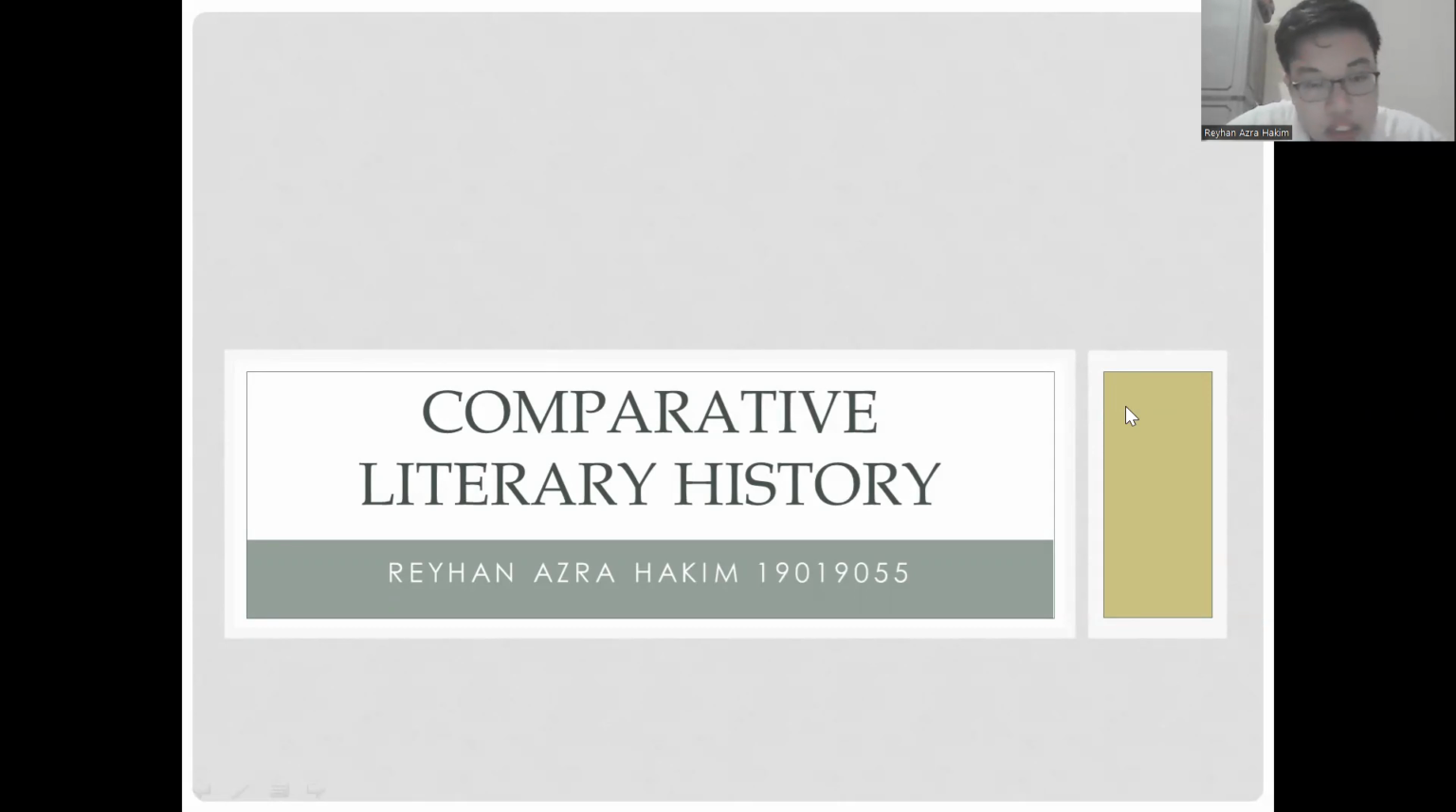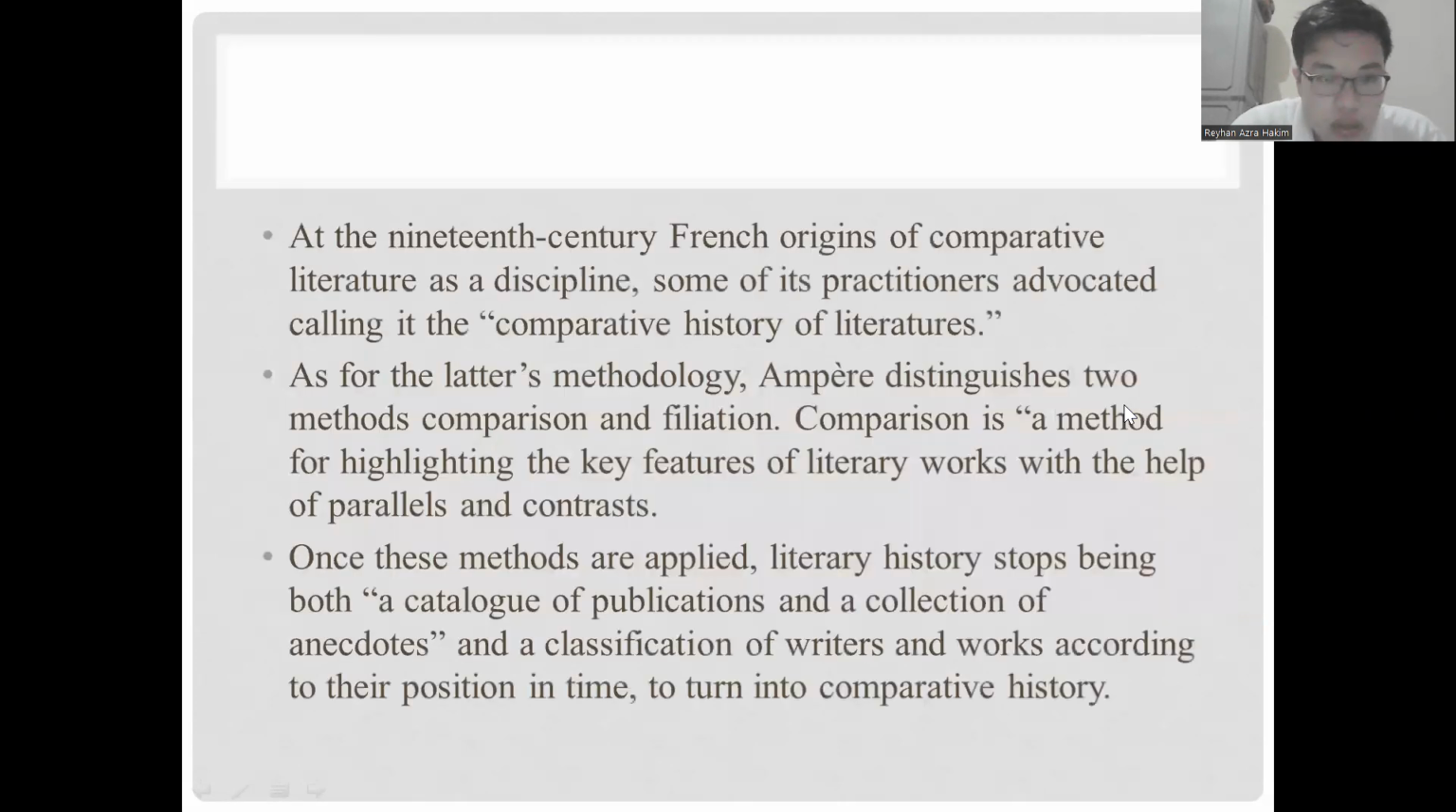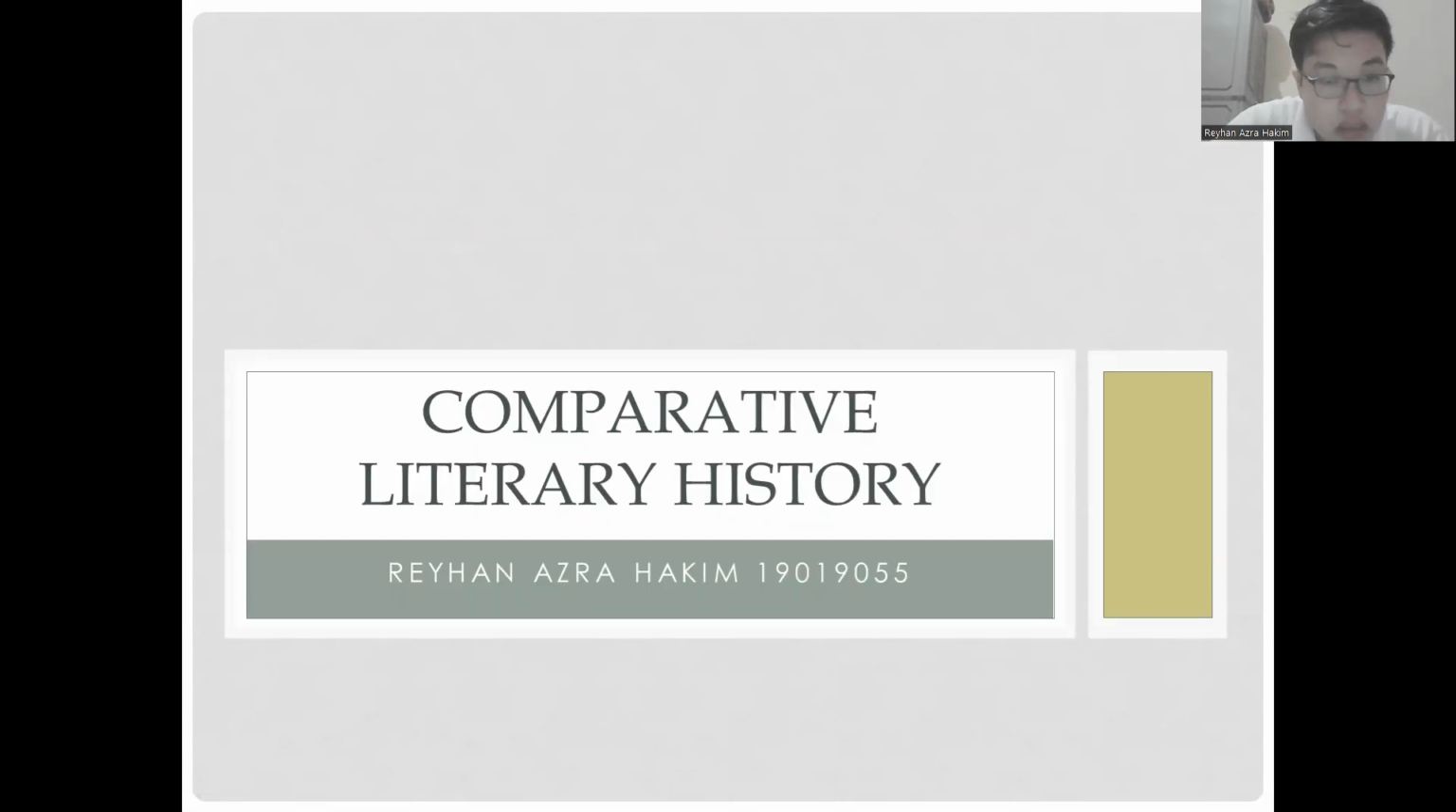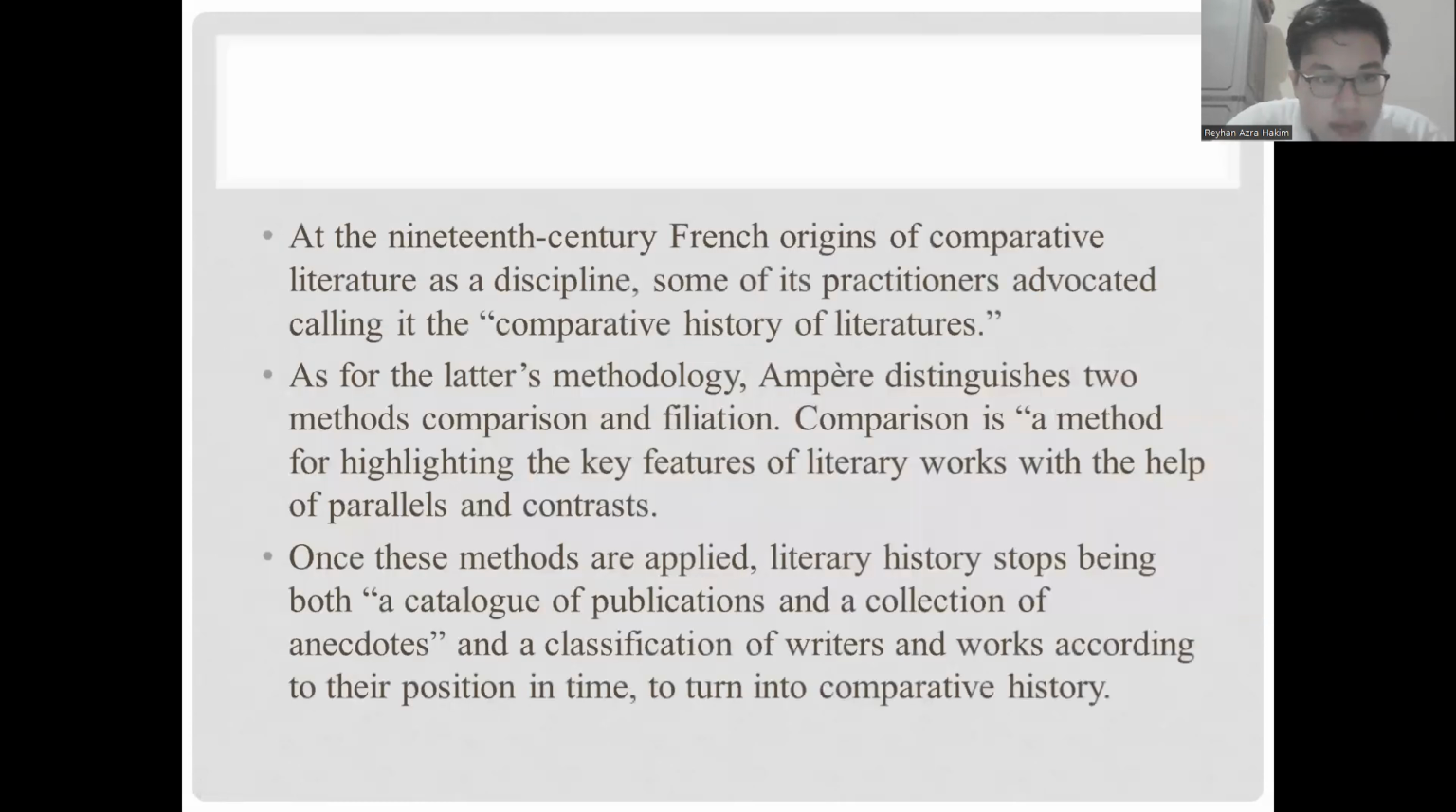Today we are going to study comparative literary history, and this is a summary from the book Introduction to Comparative Literature. The first thing we are going to talk about is comparative literary history. At the 19th century French origins of comparative literature as a discipline, some of its practitioners advocated calling it the comparative history of literature. As for the method, Ampère distinguished two methods, comparison and filiation.